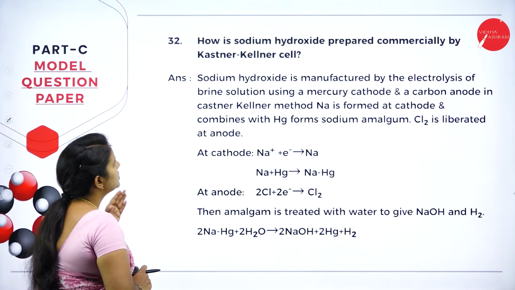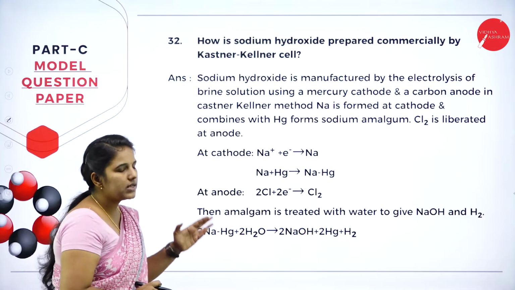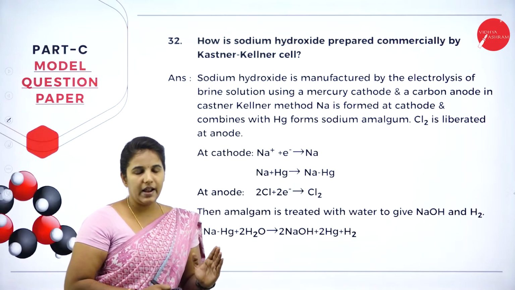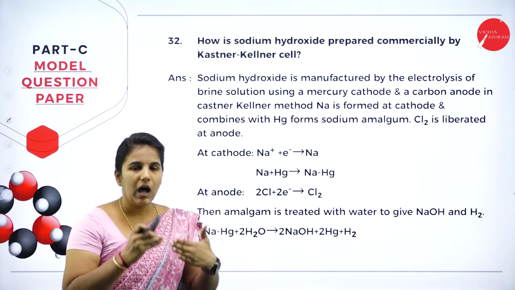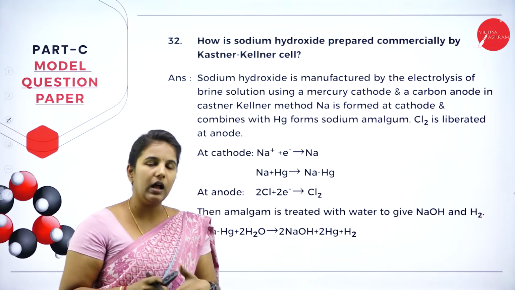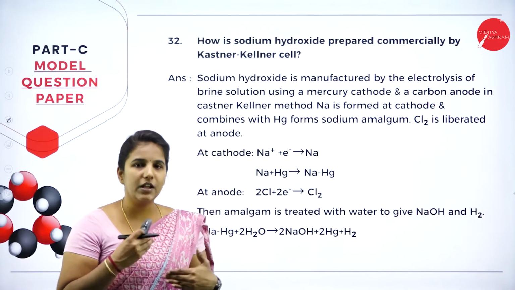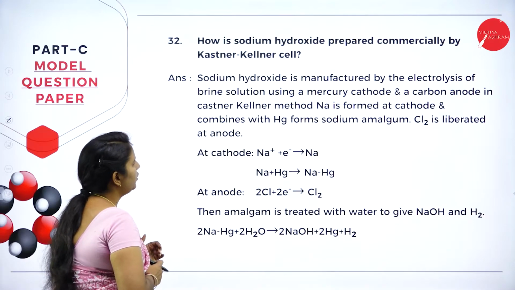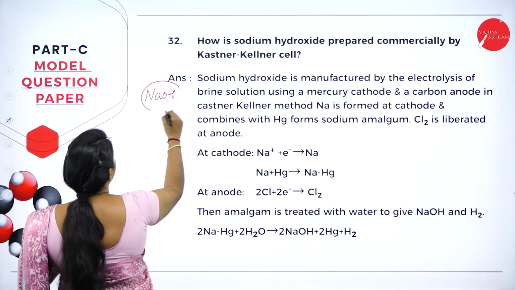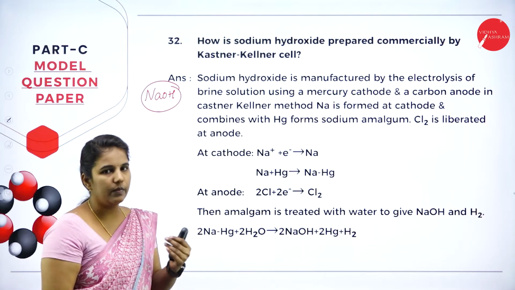Next, how is sodium hydroxide prepared commercially by the Castner-Kellner cell? In explaining the Castner-Kellner cell, I have shown you what it looks like, and how sodium hydroxide is prepared using that cell. Just recall it once again. We know that sodium hydroxide is NaOH, right? So you need to say how this manufacturing process happens.